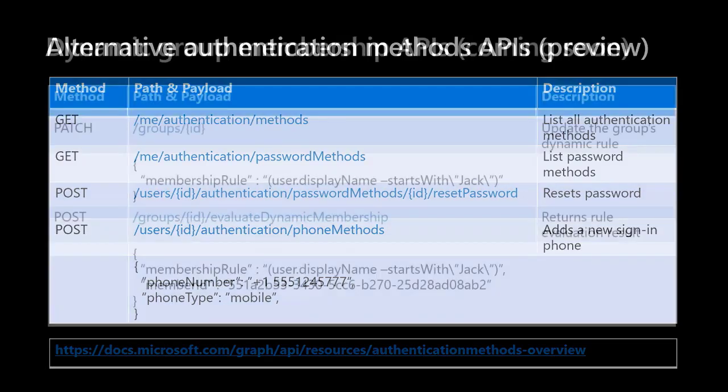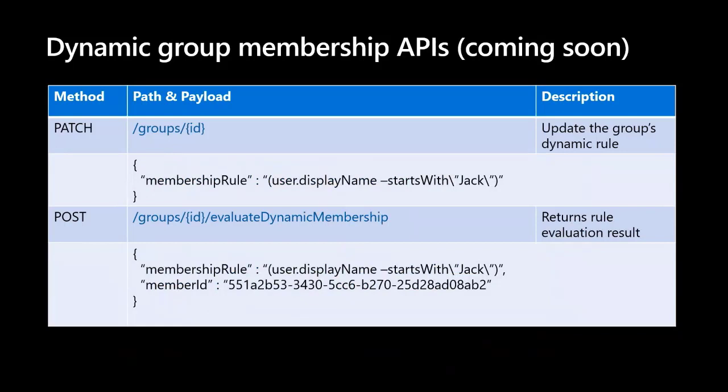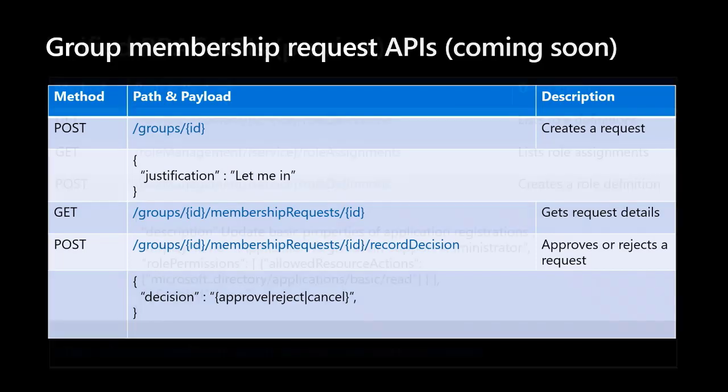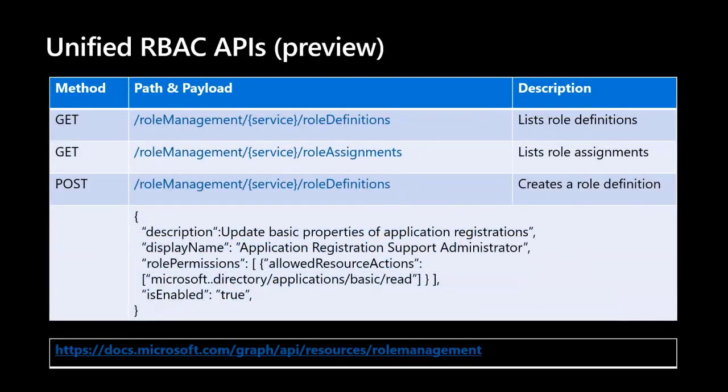Next, we'll see about dynamic group membership APIs. Group membership APIs allow you to define membership rules. Maybe you can refer to it later if I share the slide. It allows users to create a request for a specific group. You are able to use this method, and the group owner may approve or reject this request. These APIs are coming soon in Graph. And the unified RBAC API is also coming soon, which will list all the role definitions and role assignments. For more information, you can refer to the below link.